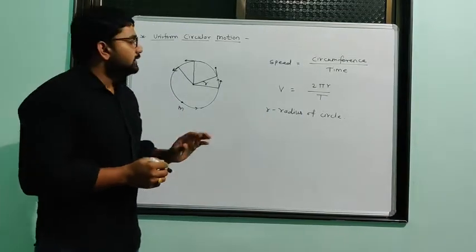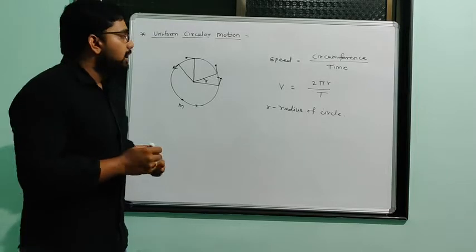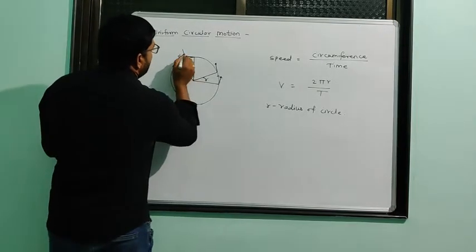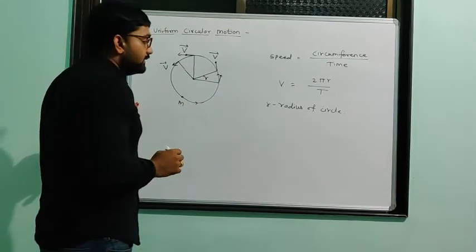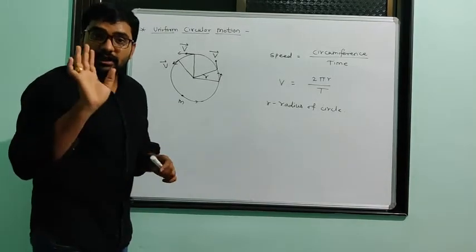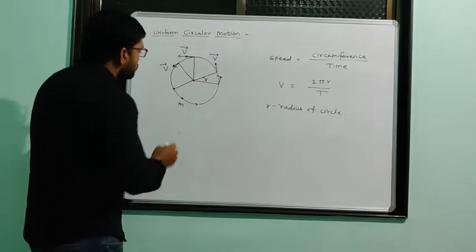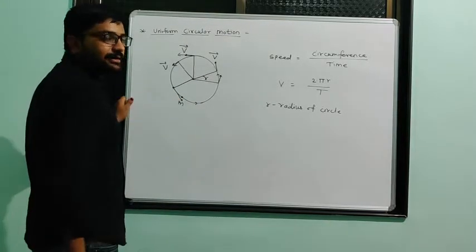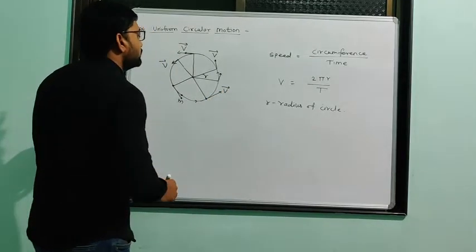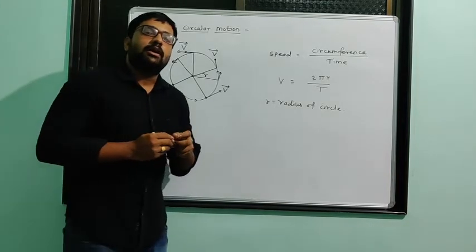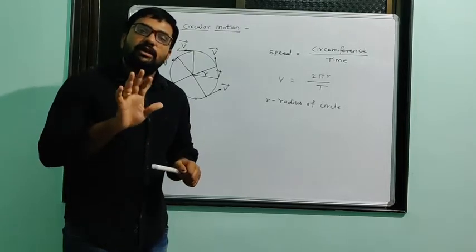Then the next topic is the direction of motion of an object in circular motion. Always remember that the direction of motion of an object in circular motion is always in the tangential direction to the circle. Which tangential direction? Suppose an object is here, then the direction of motion is tangential to this circle. If the object is here, then its direction of motion will be here. So you have to remember that in circular motion, at each and every point, the direction of motion is always tangential to the circle.